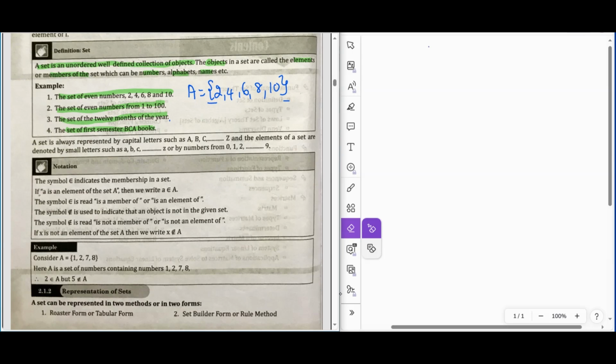We have two notations in sets, which are called belongs to and does not belong to. If I say 2 belongs to A, and if I say 12 does not belong to A: the element 2 is there in A, which means belongs to. The element 12 is not there in A, which means it does not belong to.